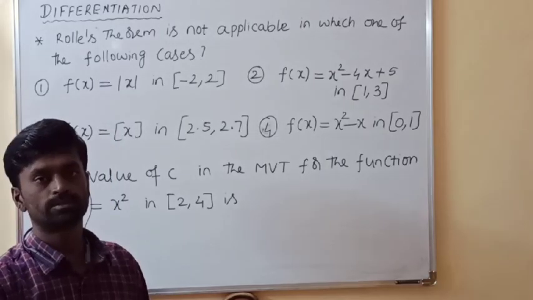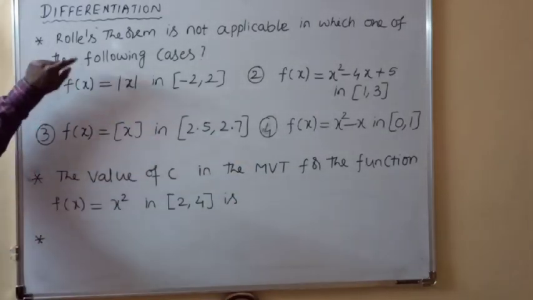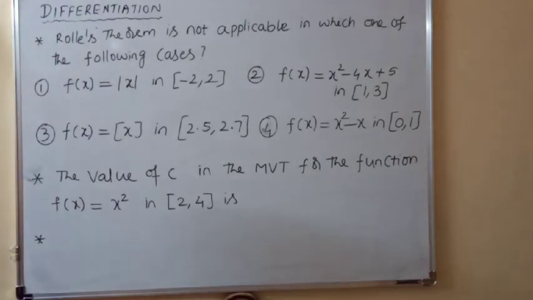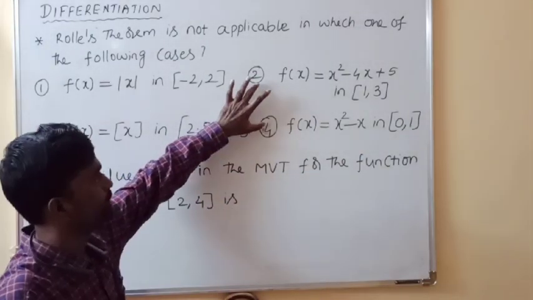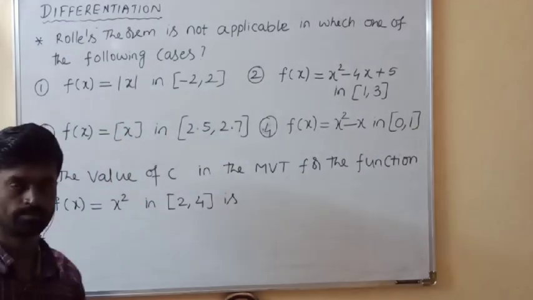Related to Rolle's theorem and Lagrange's mean value theorems. Rolle's theorem is not applicable in which one of the following cases? Here 4 options are given. Among those, these two are polynomial functions. This is the greatest integer function. This is the mod function.